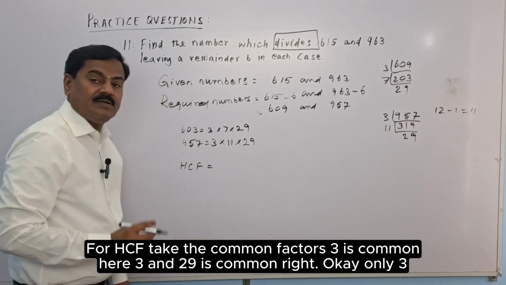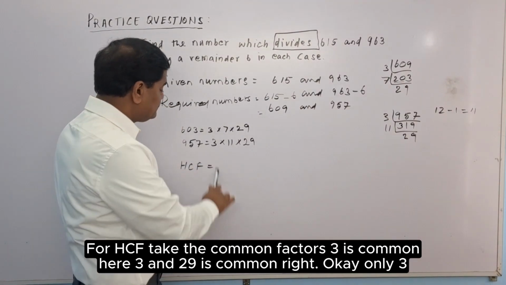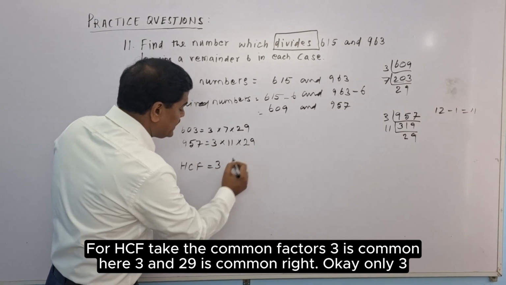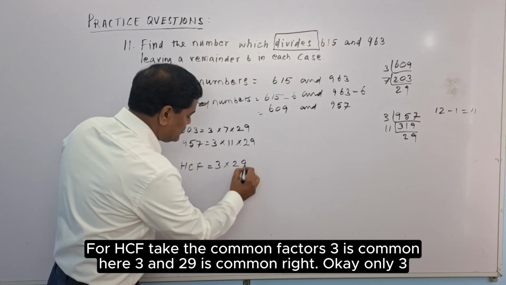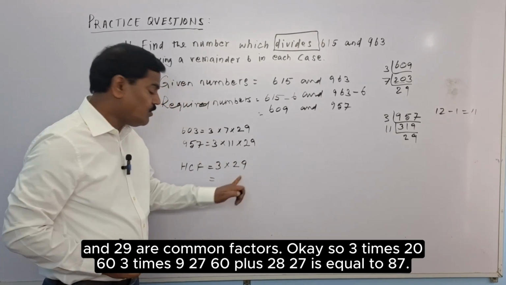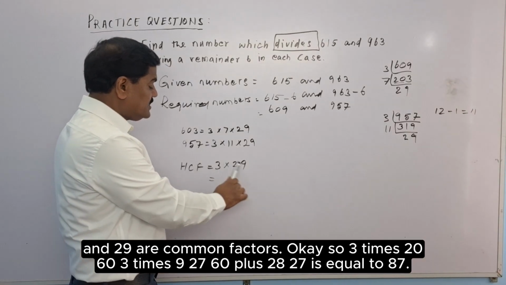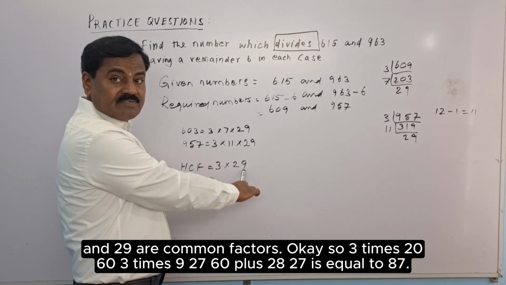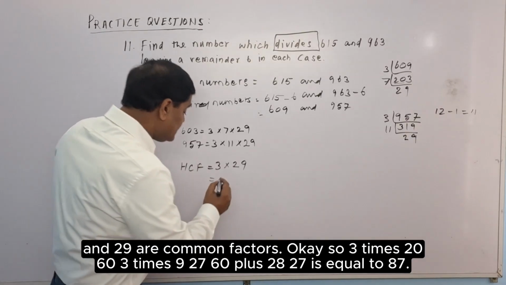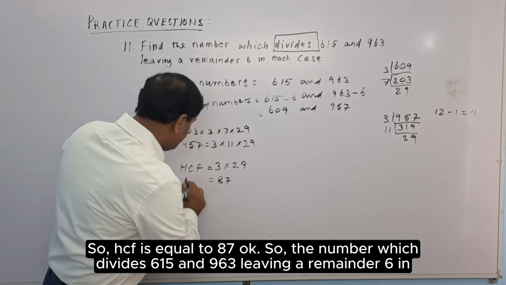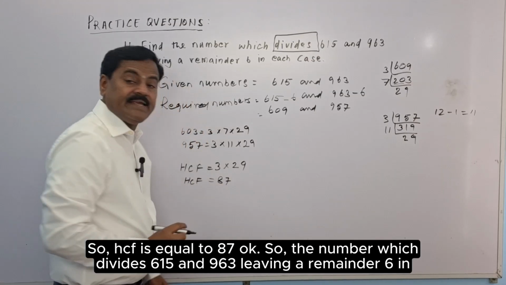For HCF, take the common factors. 3 is common here, and 29 is common, right? Only 3 and 29 are common factors. So 3 times 20, 60. 3 times 9, 27. 60 plus 27 is equal to 87. So HCF is equal to 87.